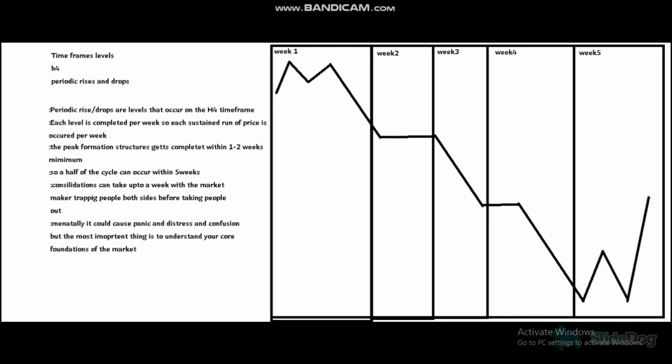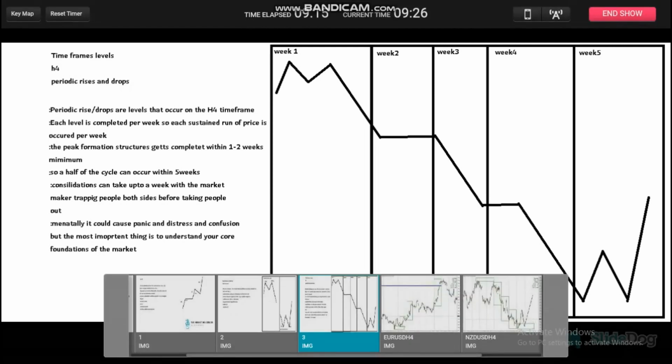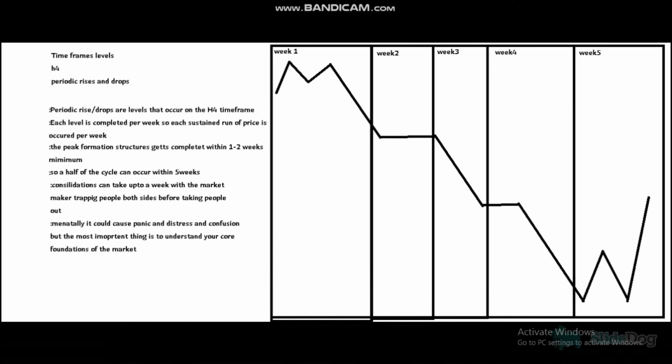So more or less, you just have to be patient. You just need to know what you're looking for. So mentally, it could cause panic and distress and confusion, but the most important thing is to understand your core foundation of the market. So what I was explaining again was, honestly, mentally, this could be draining, but you just need to understand your core values of the market.